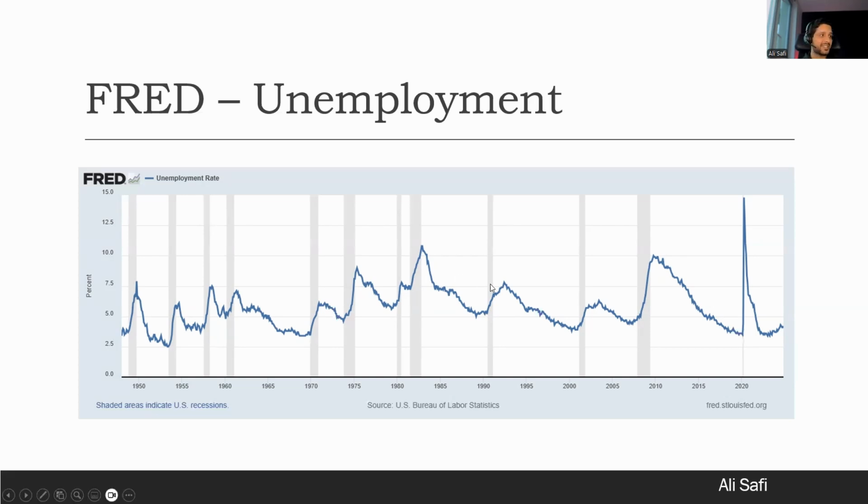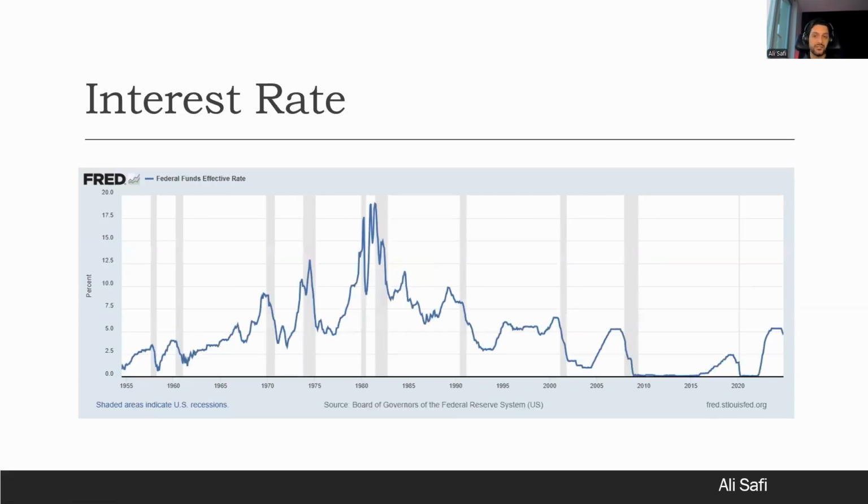So this is the scenario. Job openings are down, the economy is slowing down, and you see that unemployment is starting to tick up. So when this one is spiking up, we are in recession. Not that we are heading into recession, we are in recession.